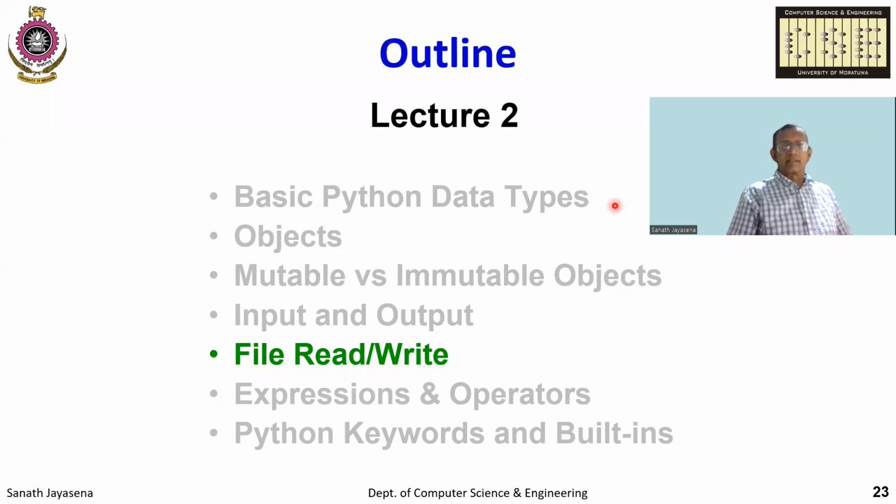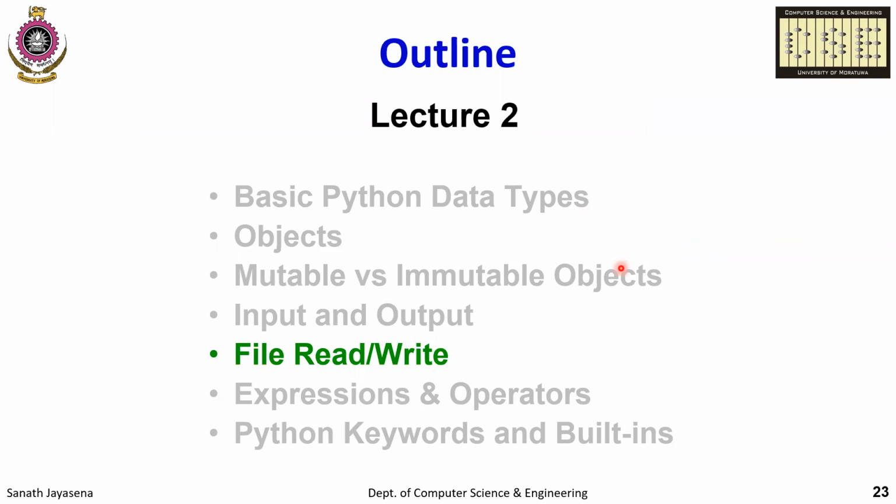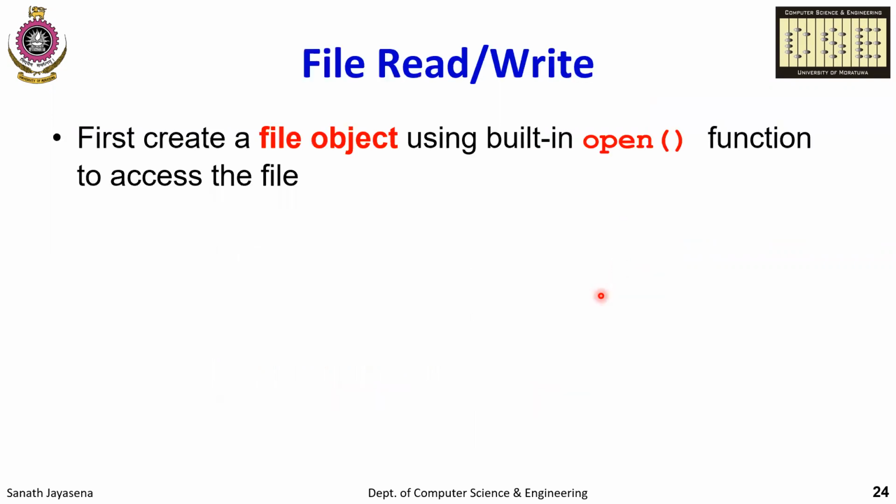Next, let's look at another important thing that we can do in programs, that is reading and writing files. Now, when you want to deal with files, the very first thing we need to do is to create a file object. For that purpose, we use a built-in function, open. That is needed to access the file. So we need a file object.